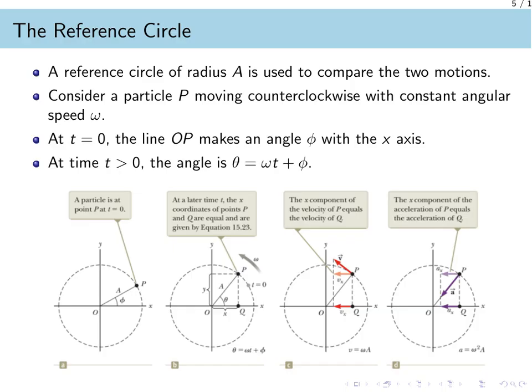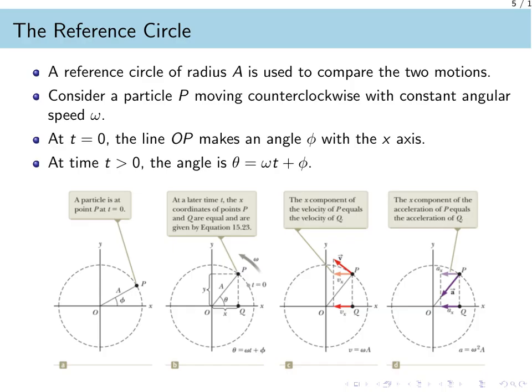We imagine a particle, labeled P, moving counterclockwise around a circle of radius a with a constant angular speed. We set our starting point at time 0, where the line from the origin to the particle makes an initial angle with the horizontal x-axis. This initial angle is known as the phase constant, denoted by the Greek letter phi.